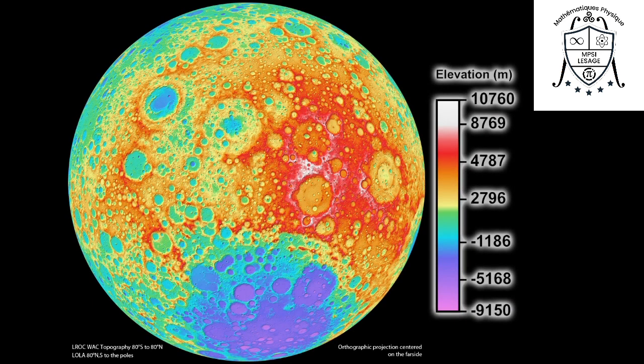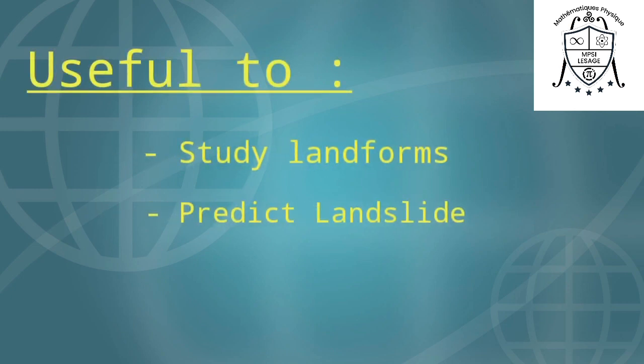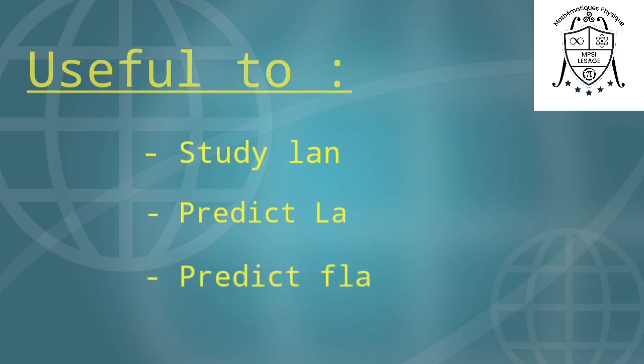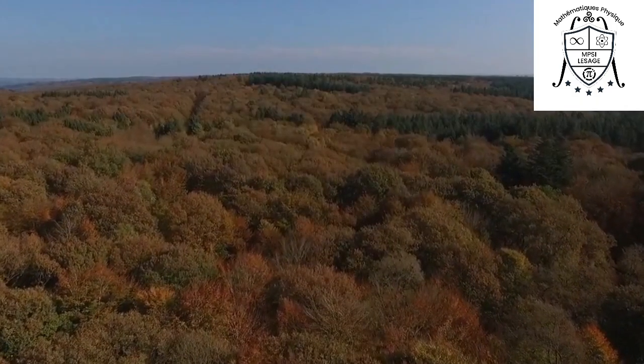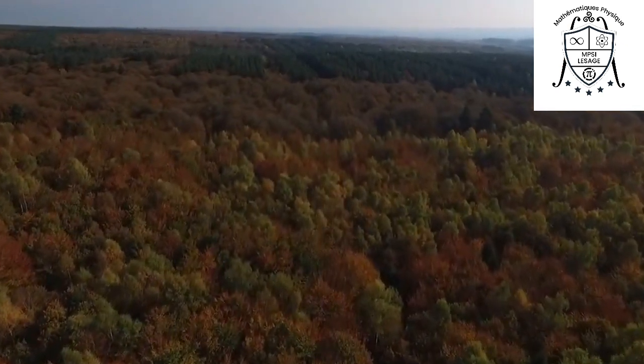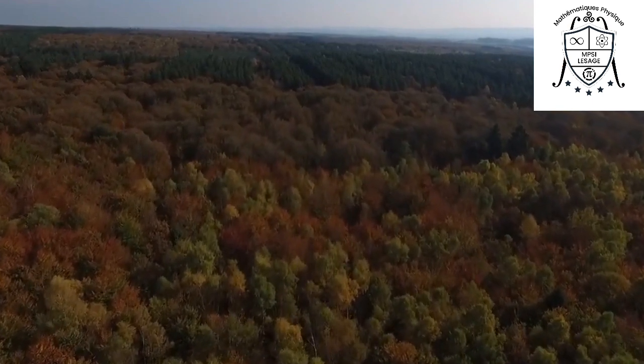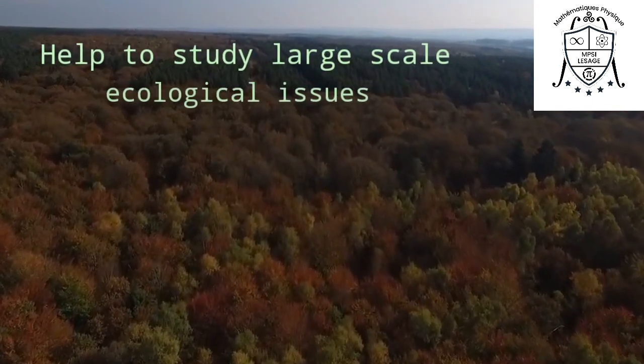In history, this technology was notably used to map the lunar soil from orbit during the Apollo 15 mission in 1971. Besides, LIDAR is of course useful on Earth to study landforms, predict landslide events, and serve as an early warning system for flooding. It's a powerful method to visualize tree structures and heights in forests, which is very interesting to evaluate their evolution. LIDAR can help to study large-scale ecological issues.